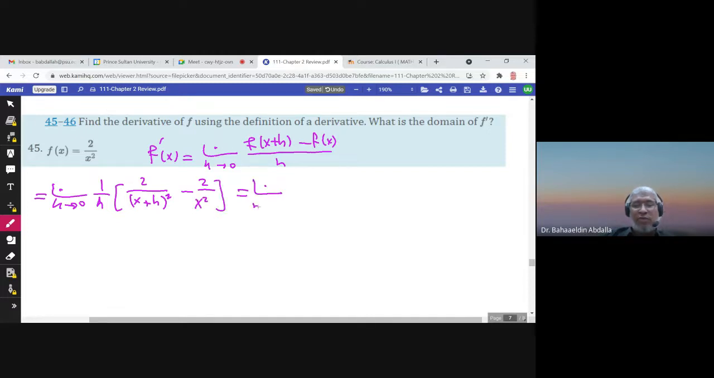And I need to subtract these two fractions. So I use the above formula. So I multiply the denominators, and 2 times x squared minus 2 times x plus h squared. Let me expand.